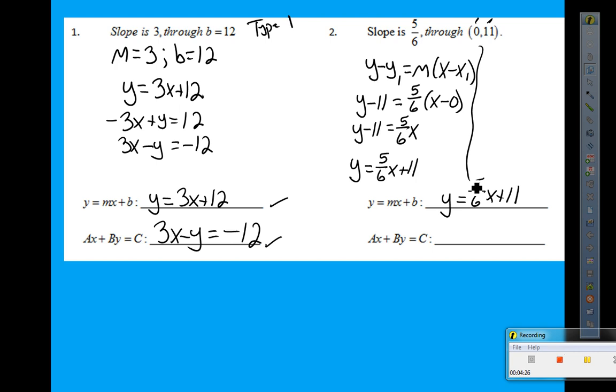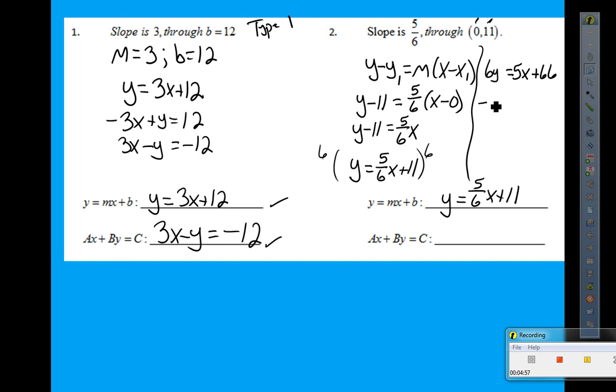Now, to put this thing in standard form, though, here's what I need to do. I need to first get rid of this fraction. So I'm going to multiply everything by 6. That's going to get rid of that denominator. So I'm going to have 6y equal 5x plus 66. I need to move the x to the other side.